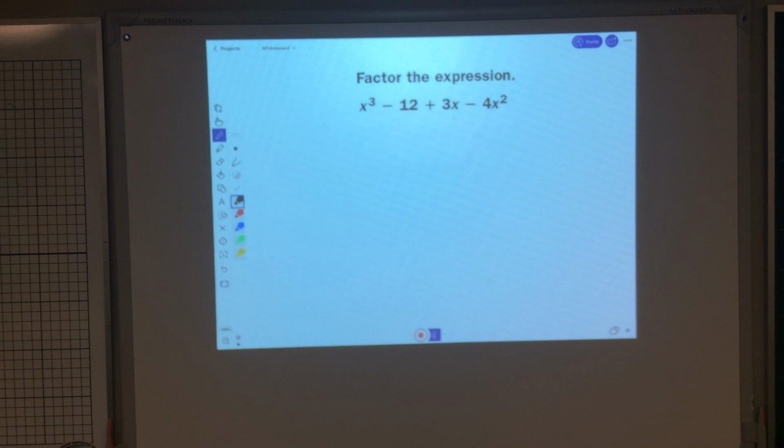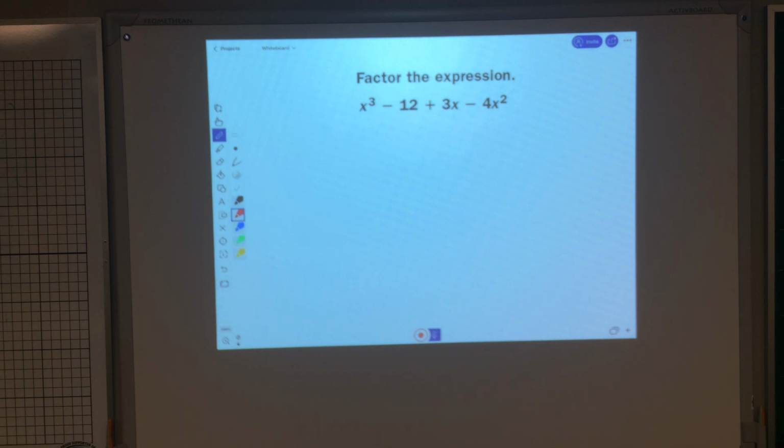Okay, three left. Same type of thing here. On this one, I would pause the video again and try this one on your own to see if you can get it. Okay, so first thing, anything factor out? No, because the first one doesn't have a number and the 12 doesn't have a variable.